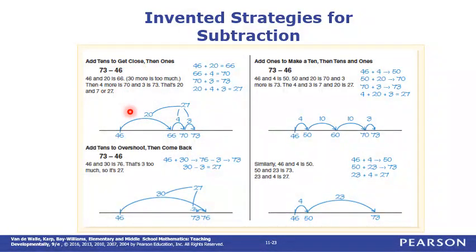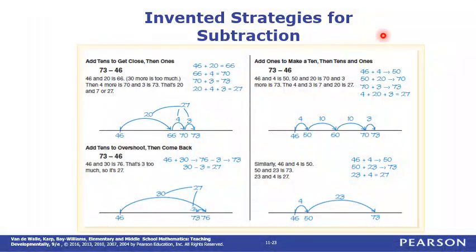The next strategy is to add tens to overshoot and then come back. So 46 and 30 is 76. That got me the closest to that 73 number while going a little bit over, but that's 3 too much, and so I take away 3 from the 30 that I added to get 27.